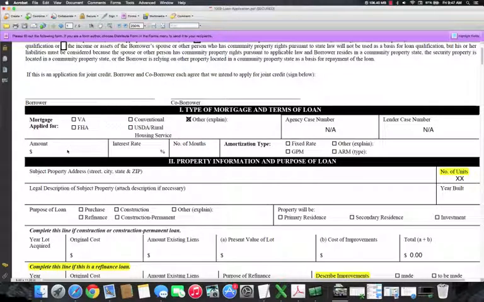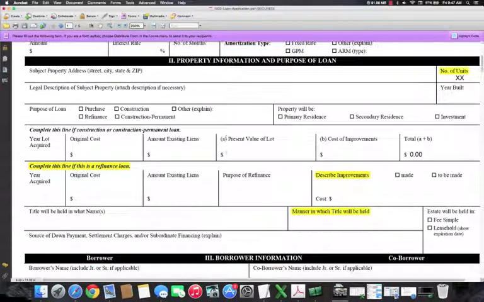Loan amount that you're looking for. Interest rate, you will have talked with someone about what they feel the rate's going to be, number of months, amortization. Please make sure that you put the subject property address. And if there's more than one, then obviously put more than one. If it's rental properties, you obviously here want to put number of units. If you do have the legal description of the property, please put that here.